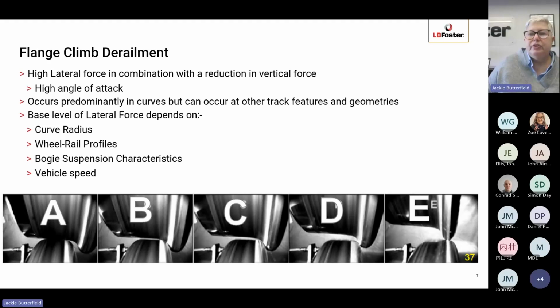So in the first image, the vehicle is in tangent track, so you have a normal contact patch in the center of the wheel tread. The vehicle then moves into the curve in B, and you start to have lateral movement, which leads to flanging contact with the gauge face of the rail. The flange contact angle increases, and then the lateral creep, which is a resultant of this, assists the wheel to climb the gauge face, eventually resulting in picture E, where the wheel has left the rail completely. So that's the sequence of events.